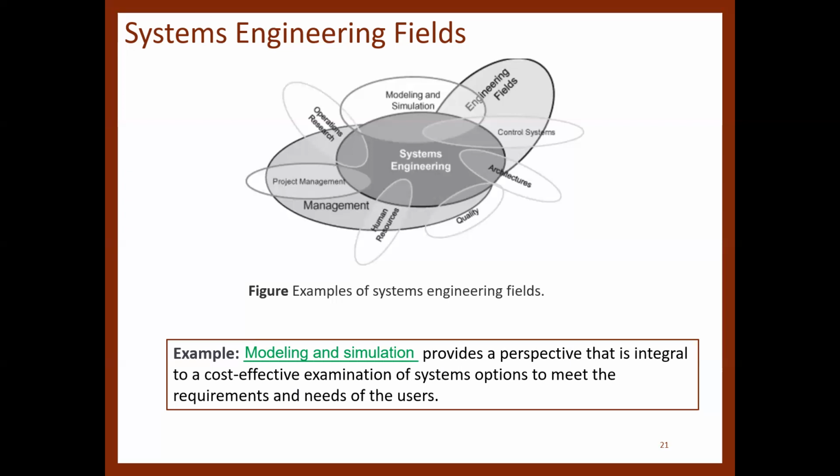And so in addition to modeling and simulation, manufacturing, and operations research, there are many other fields that are interacting, like the ones that we are showing in the figure: project management, control systems, architectures, quality, reliability, human resources, and so on.